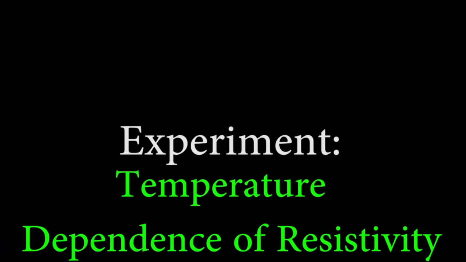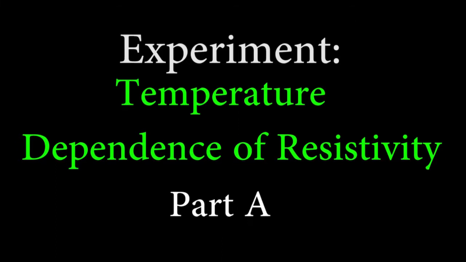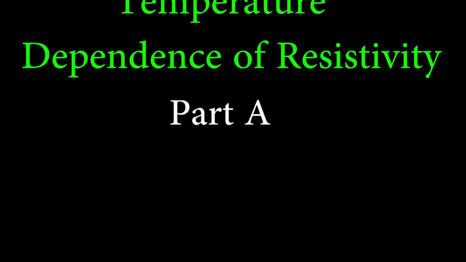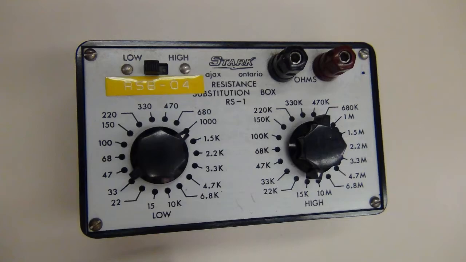This is the temperature dependence of resistivity lab. In this experiment, you will learn how to use a Wheatstone bridge to measure resistance, and you will investigate the effective temperature on the resistance of a thermistor. Here are some of the devices used in this experiment.